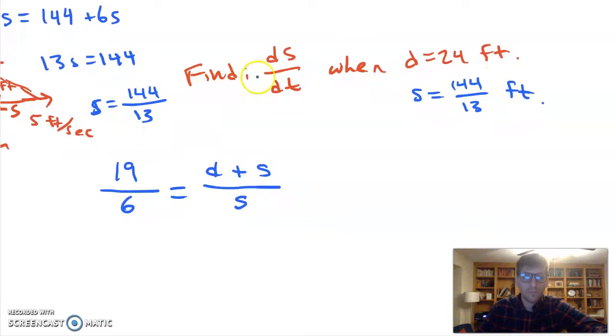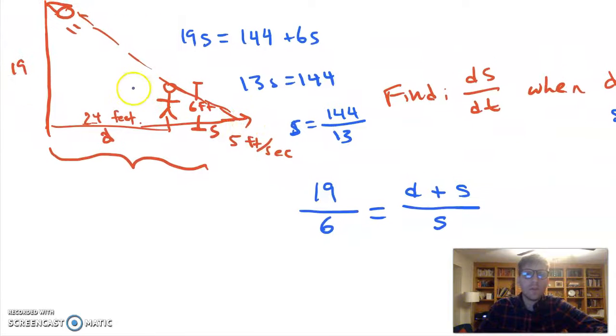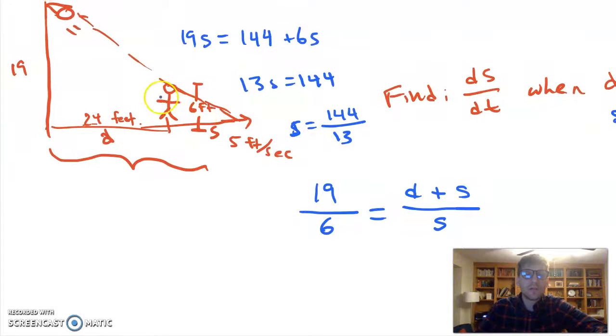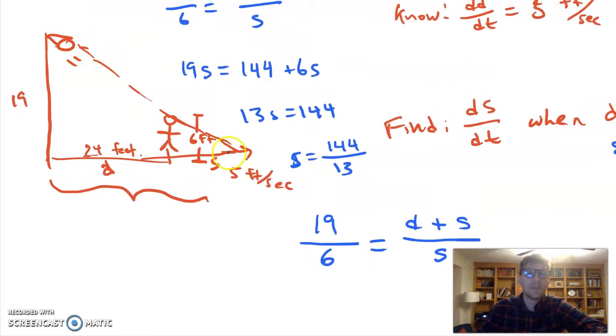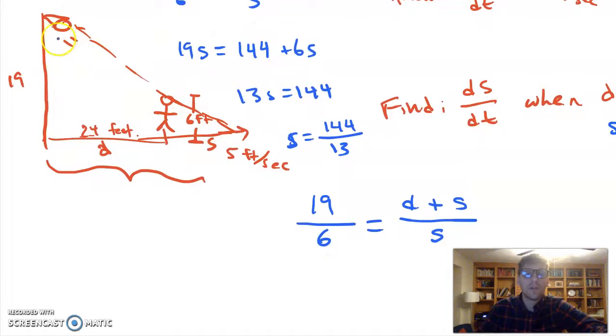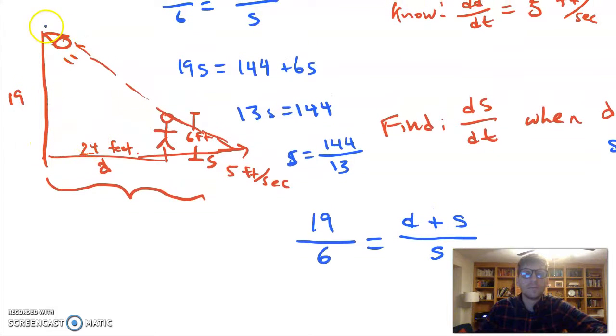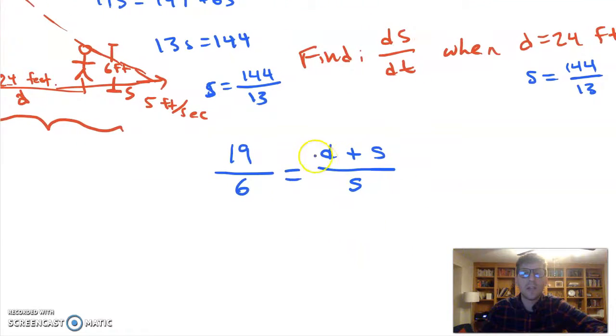So remember we used this idea of similar triangles. We know that the ratio of this little triangle for the man with the shadow has to be equal to the whole thing. So we said, well, 19 to 6 has to equal this whole thing to this, so D plus S to S.